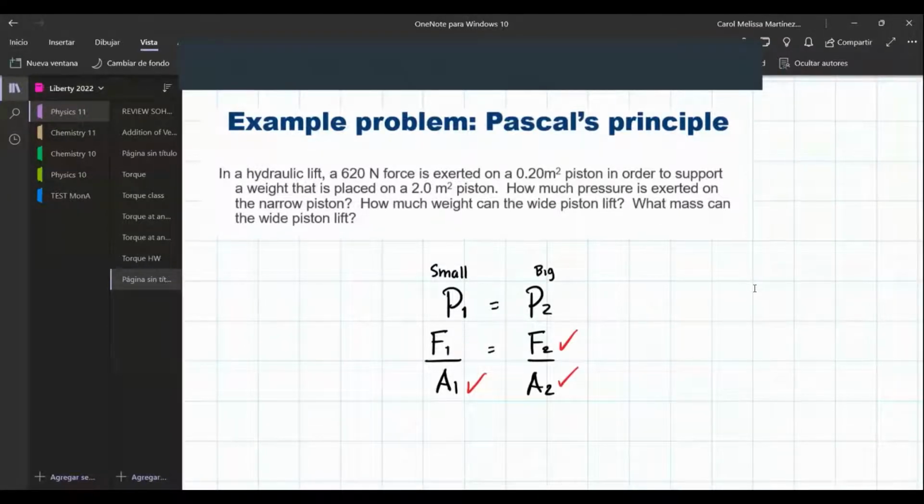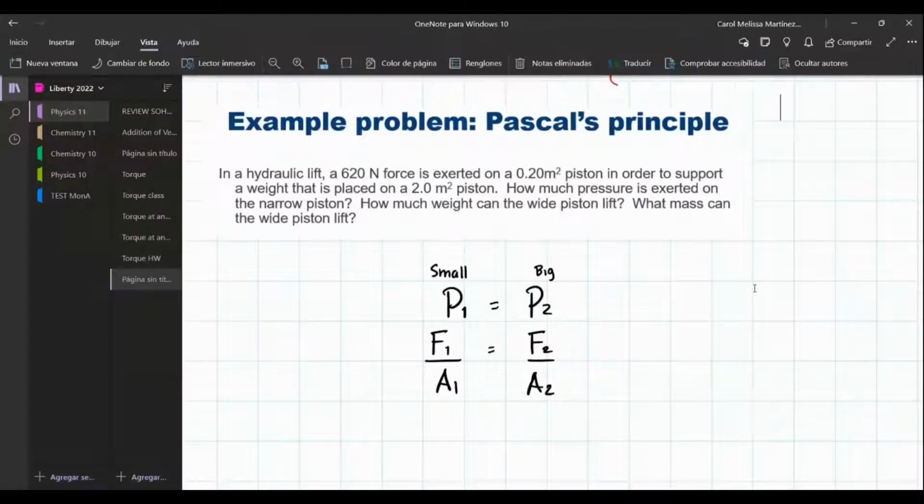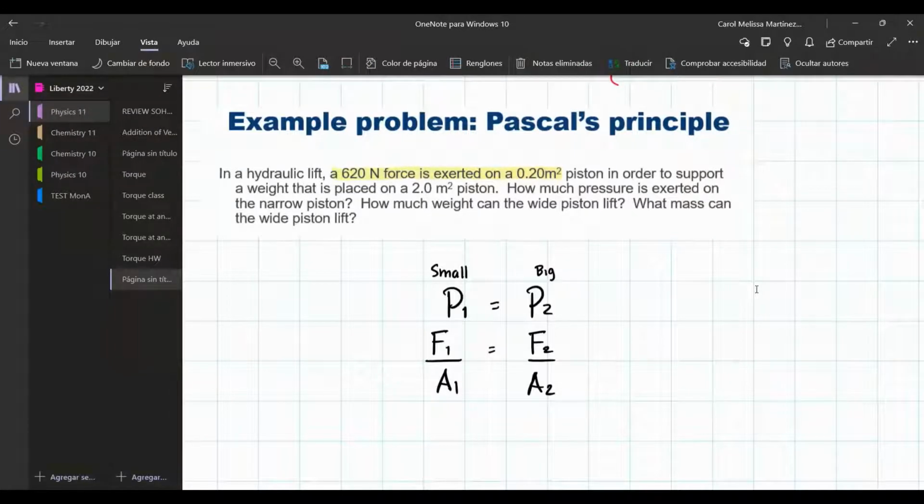So in the first part, what we do is we identify the givens. In a hydraulic lift, a 620 Newton force is exerted on a 0.20 meter square piston. Then it says, in order to support a weight that is placed on a 2 meter square piston.